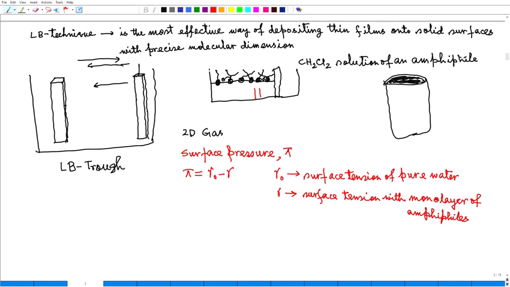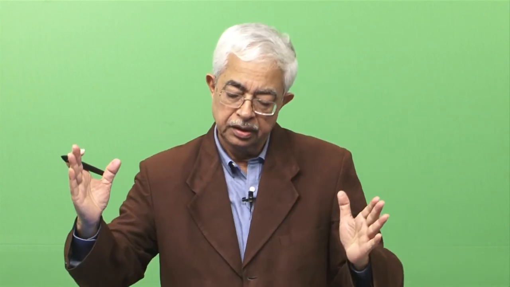Okay. If we push it further, suppose when they are touching each other, the head groups are touching each other, if I push the barrier further, then they are not going to run away. They have nowhere to go, then what will happen? They will all be forced inside the bulk water. Okay, that is called collapse. So all will be forced into bulk water.